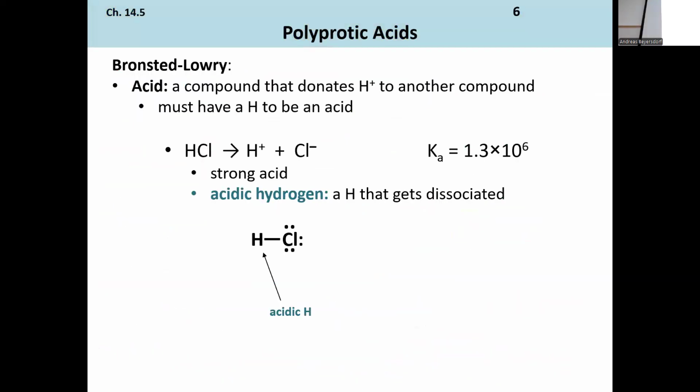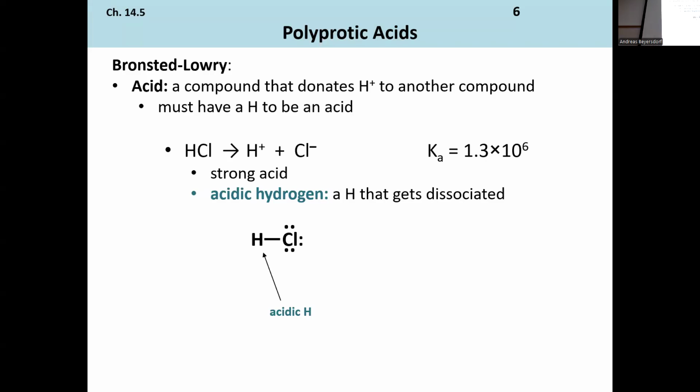All right, so we're going to move on to what are called polyprotic acids. Polyprotic acids are important because an example of a polyprotic acid is amino acids, which are the building blocks of protein, right? So let's talk about what an acid is. An acid is a compound that donates an H plus to another compound.